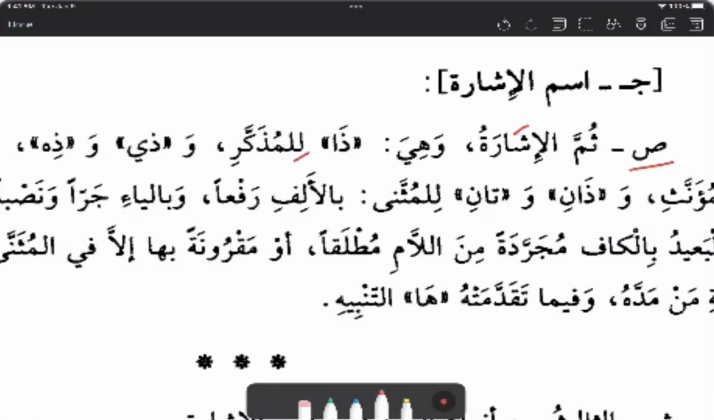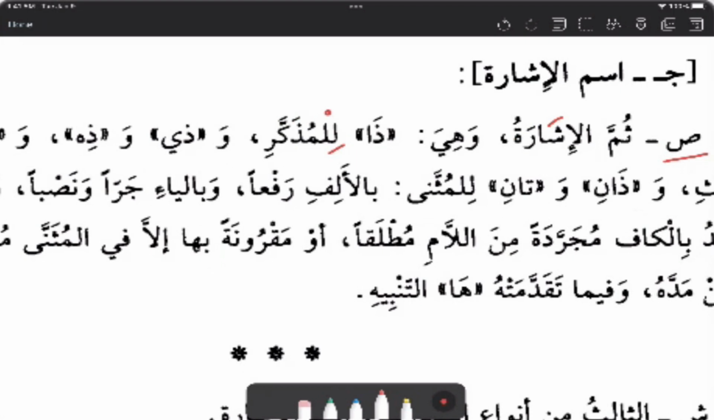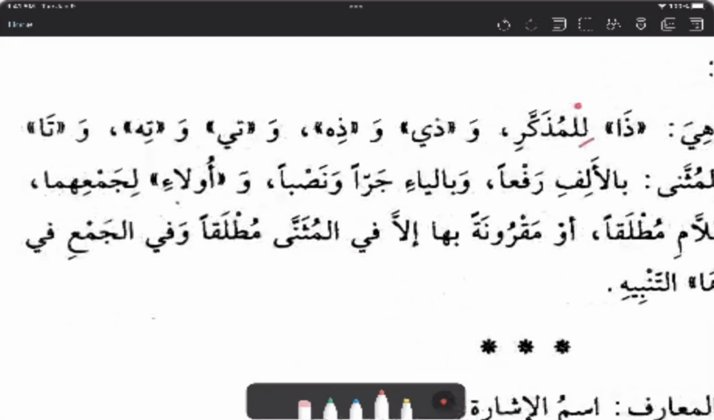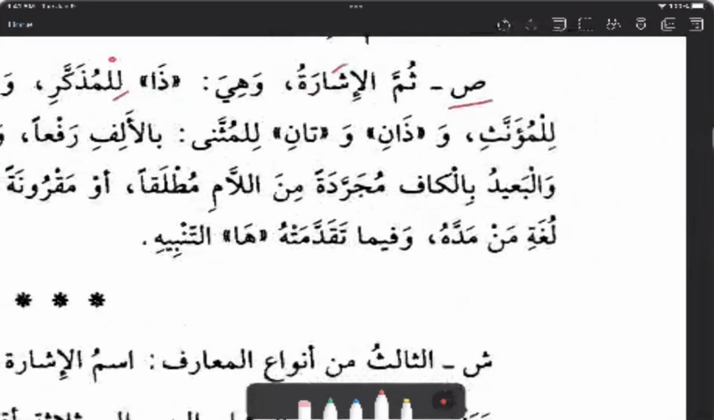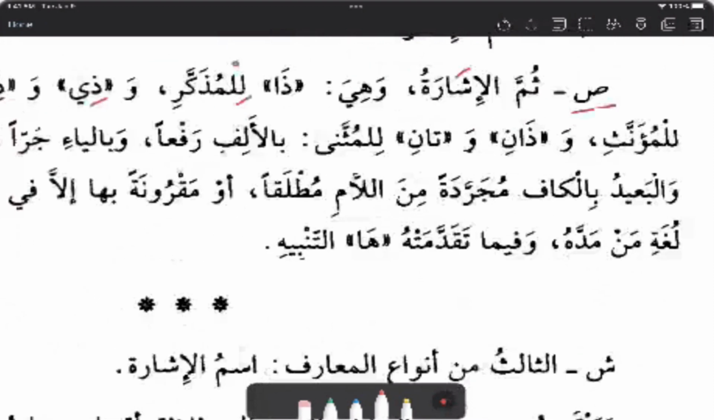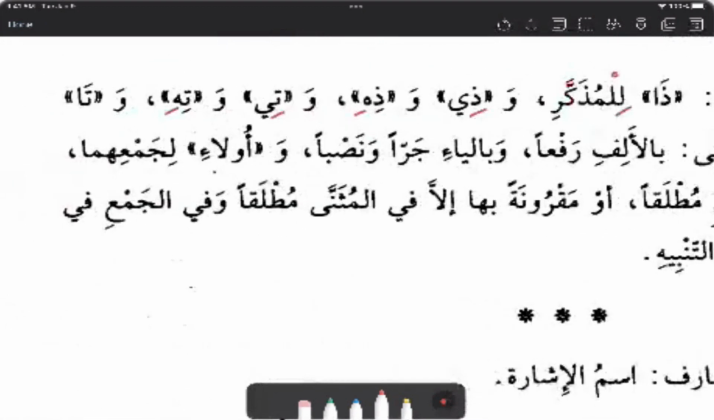وَهِيَ ذَا لِلْمُذَكَّرِ, it is that for the masculine. So you're pointing at something. That or this. وَذِي وَذِهِ وَتِي وَتِهِ وَتَا لِلْمُؤَنَّثِ. And you have all of these words for the feminine, singular. So you can point at something feminine and say thee, or dee, or dihi, or da.